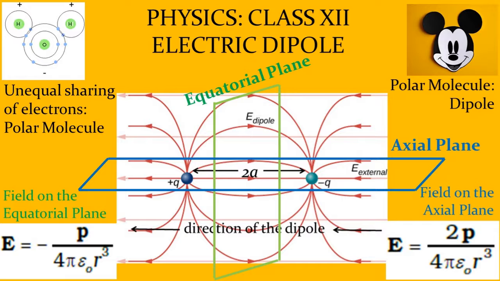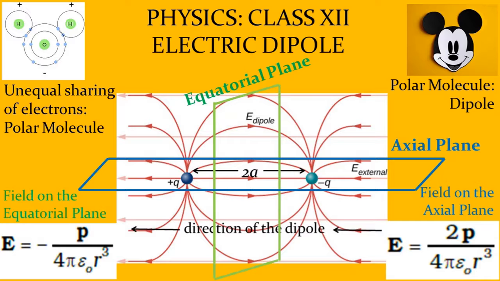In the last lesson, we had learned about the electric lines of force and the electric flux. Today, we are going to learn about the electric dipole. The electric dipole is simply a pair of equal and opposite charges.